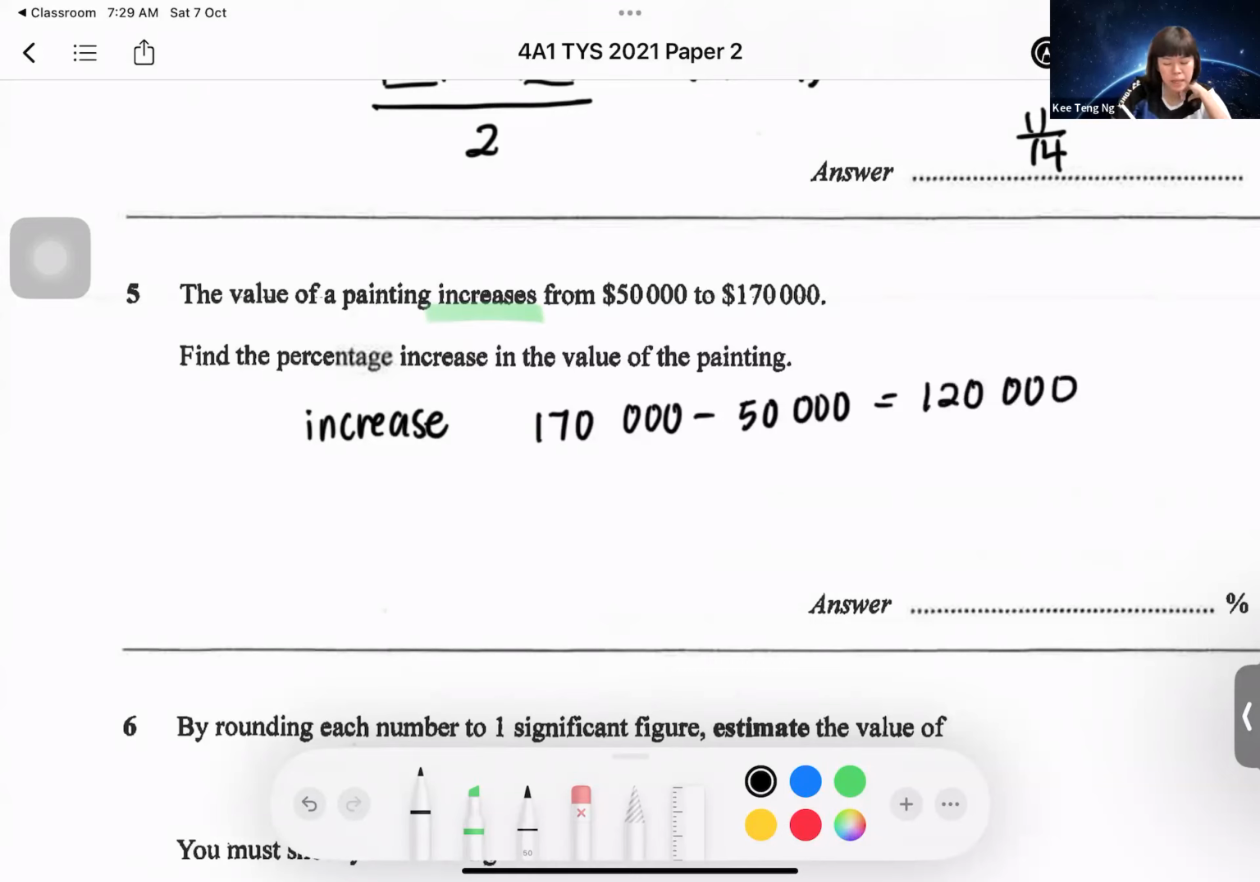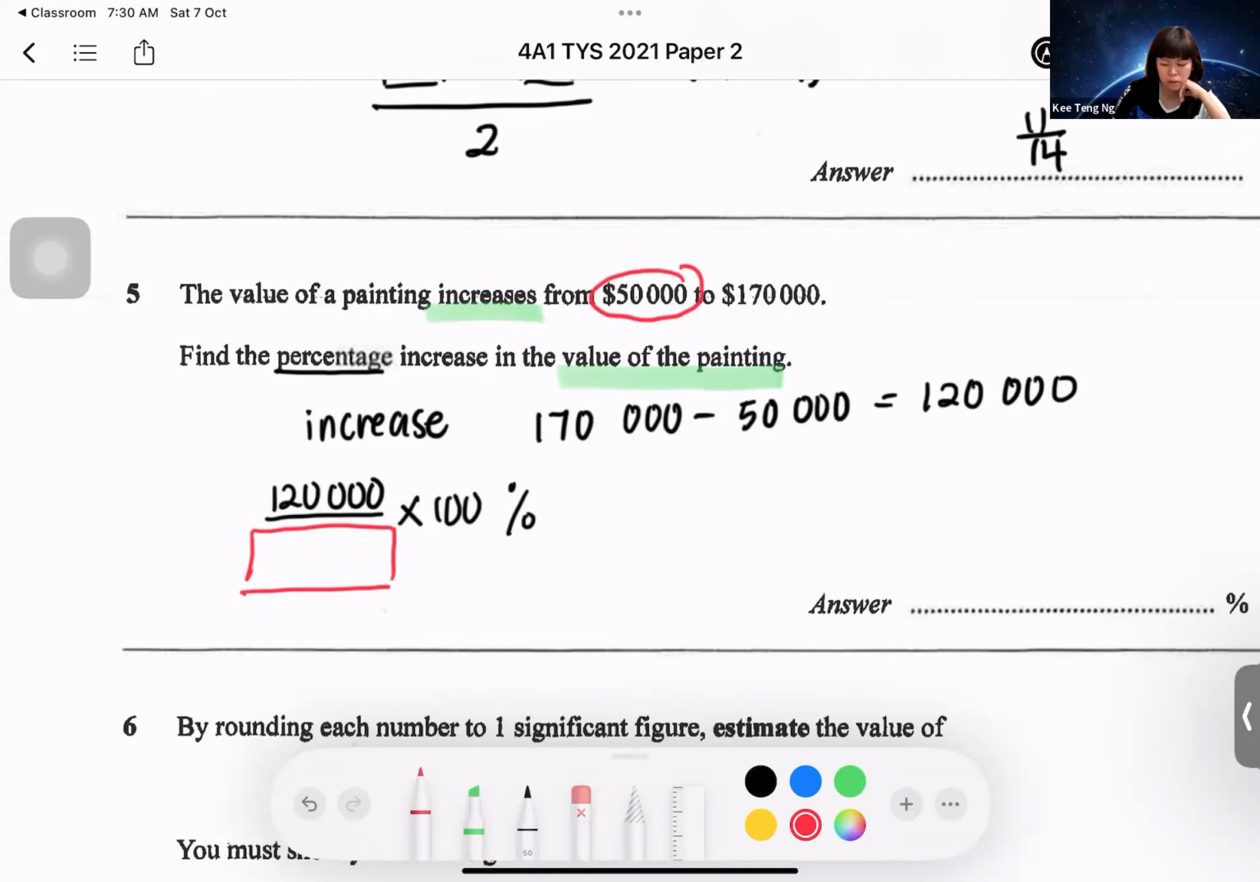They want percentage increase. So when they ask you to find the percentage, they did not give you the percentage, then it will be multiplied by 100. They want something over something. So since they want the increase, that would be 120,000. Okay, increase in the value of the painting. What is the original? So the number to put down here must be my original value. What's my original value? 50,000.